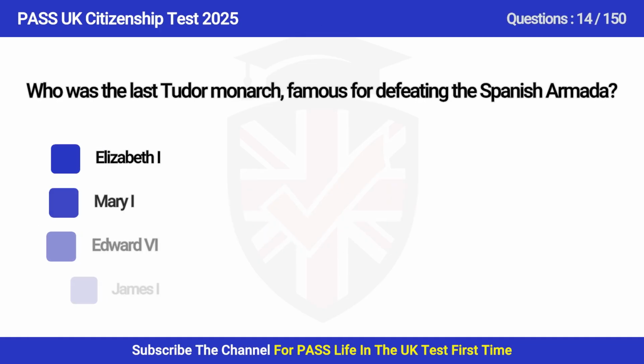Question 14. Who was the last Tudor monarch, famous for defeating the Spanish Armada? A. Elizabeth I, B. Mary I, C. Edward VI, D. James I.